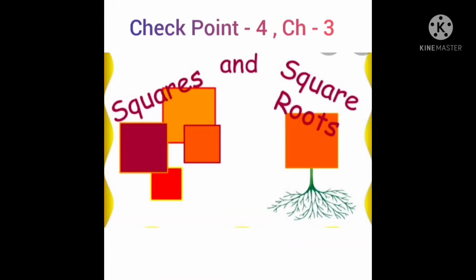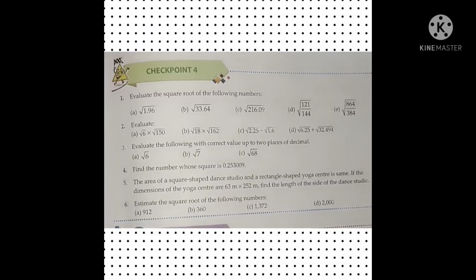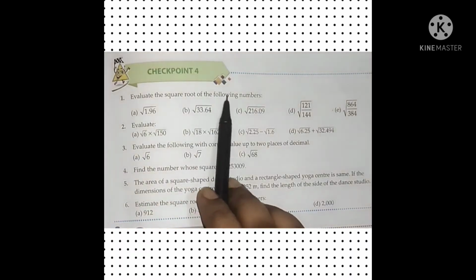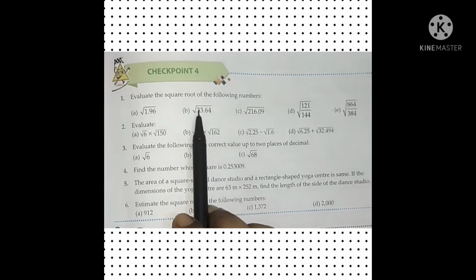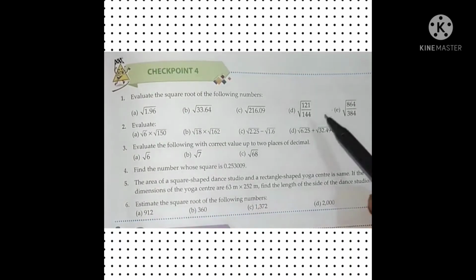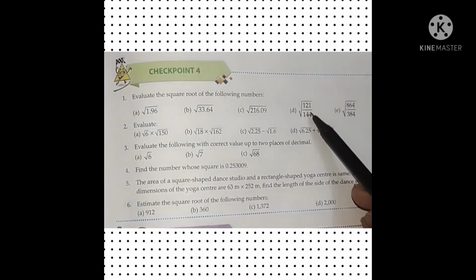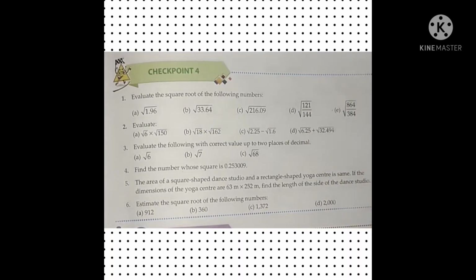Today in this video we will discuss checkpoint 4 of chapter 3, squares and square roots. Checkpoint 4, question number 1. Evaluate the square root of the following numbers. These three numbers are in decimal form and we have to find their square roots. These numbers are given in the form of numerator upon denominator and we have to find their square roots.